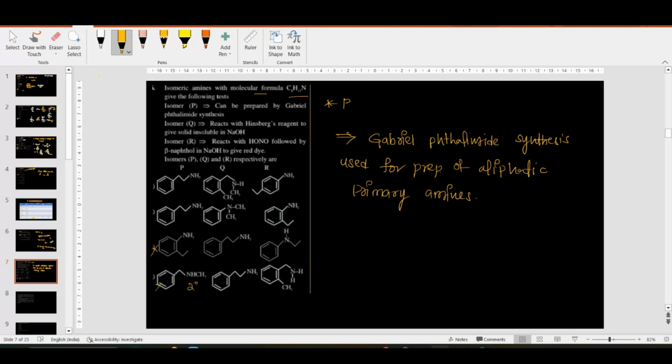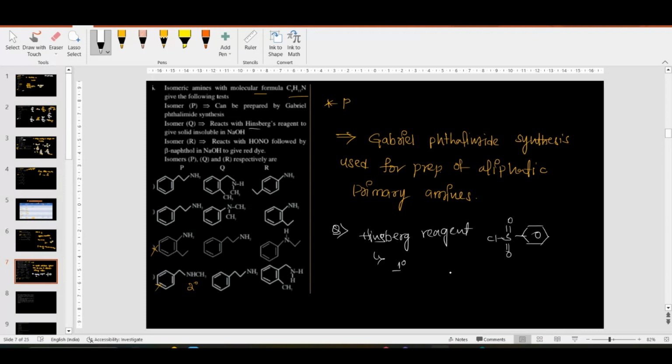Let's check one more. Now let's check the isomer Q. They have given that it reacts with Hinsberg reagent to give a solid insoluble in NaOH. This Hinsberg reagent we use for differentiating the amines. So the Hinsberg reagent is, let me write it here. The structure of this is benzenesulfonyl chloride, S double bond O double bond O Cl. This is the Hinsberg reagent, and we'll use this for differentiating primary, secondary, and tertiary amines.